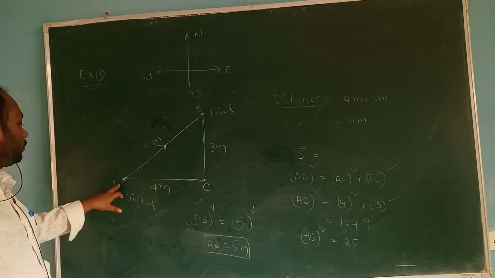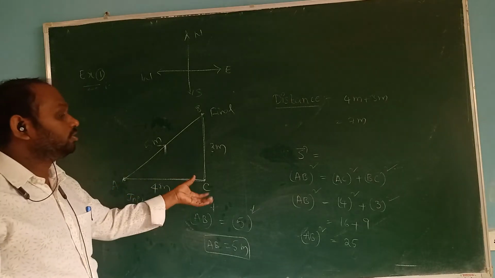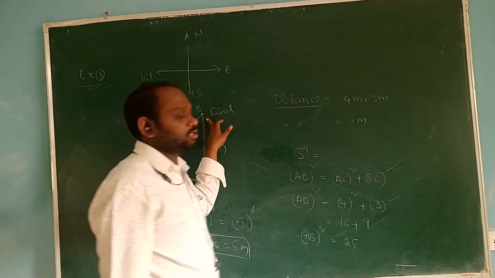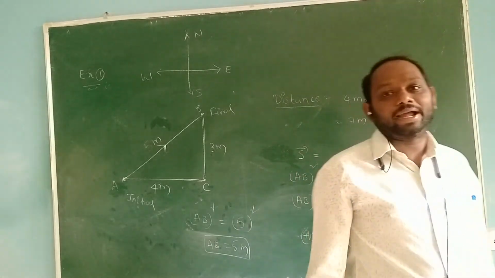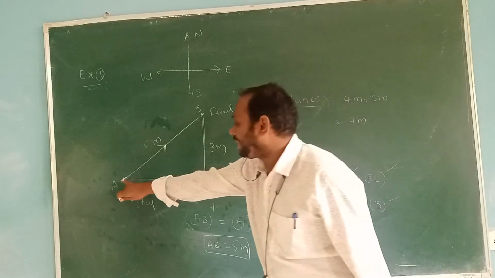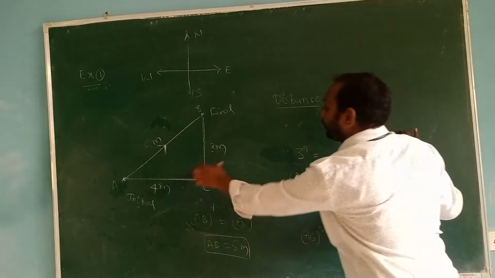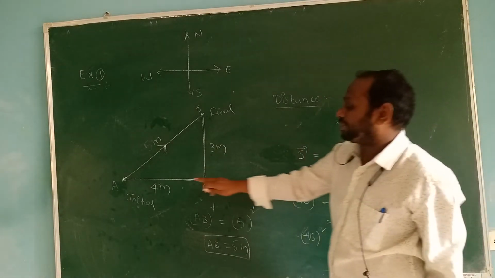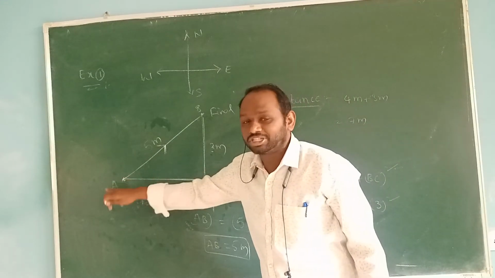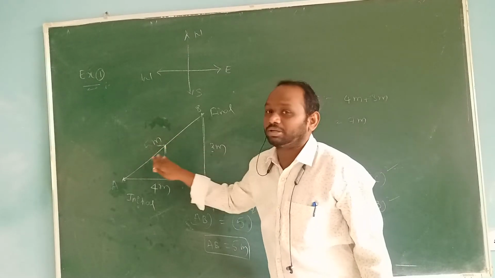So this is example 1. A boy is traveling 4 meters towards east and 3 meters towards north. You should find the distance and displacement. Distance means the actual path, the total length between the initial point and the final point. A is the initial point, B is the final point. So distance is 4 plus 3, 7 meters. Displacement: what is the definition? The shortest distance between the initial point and the final point. We choose the shortcut from here to here.